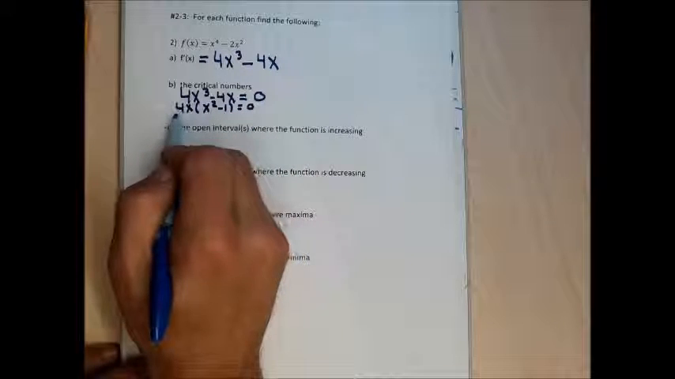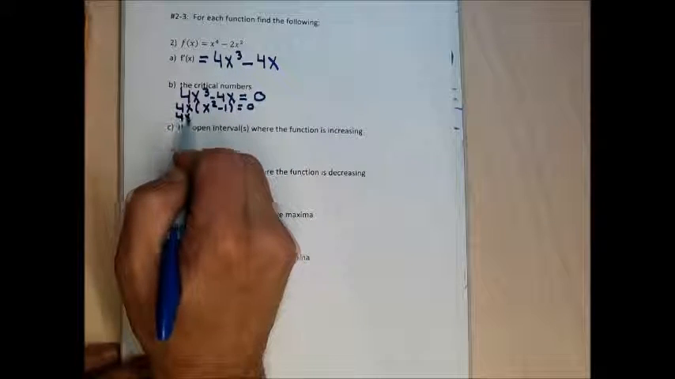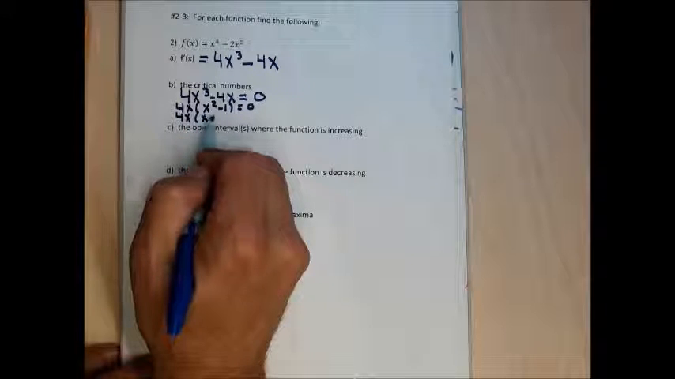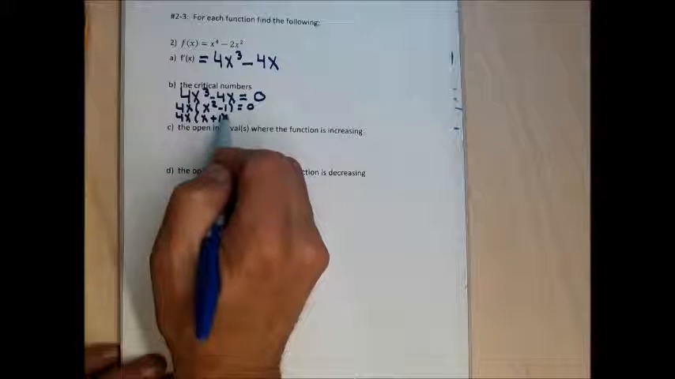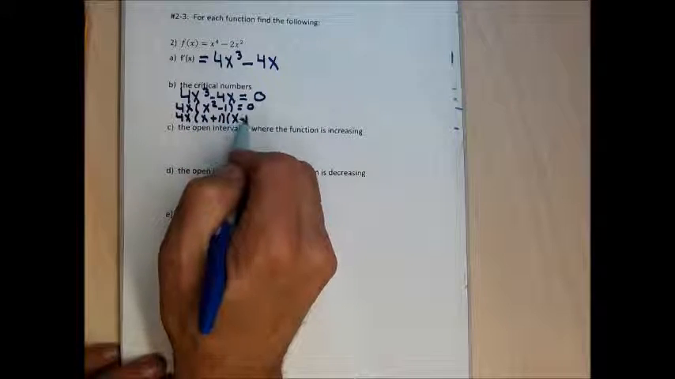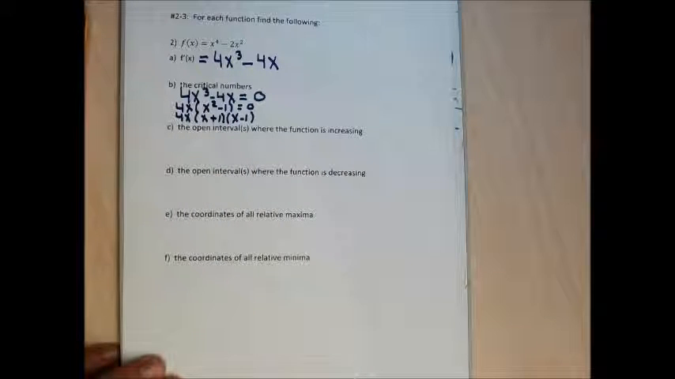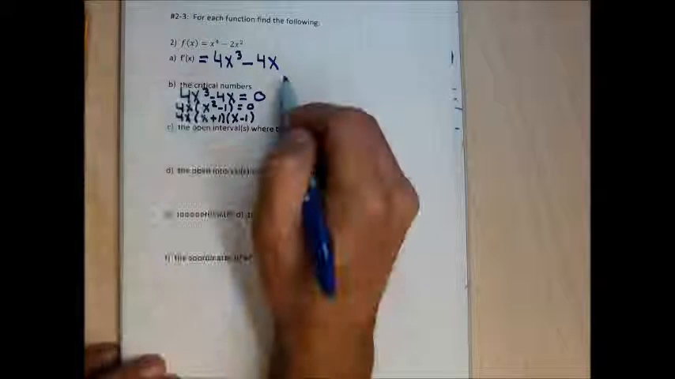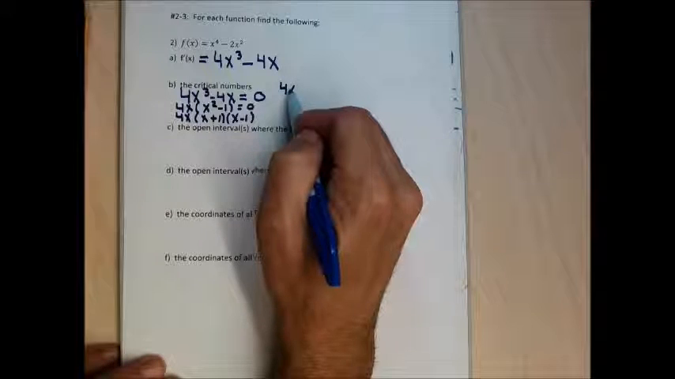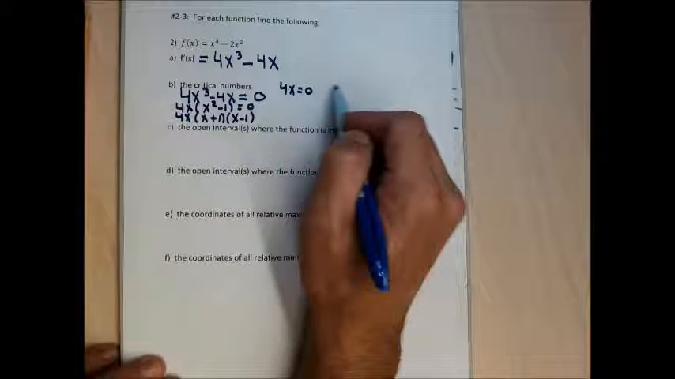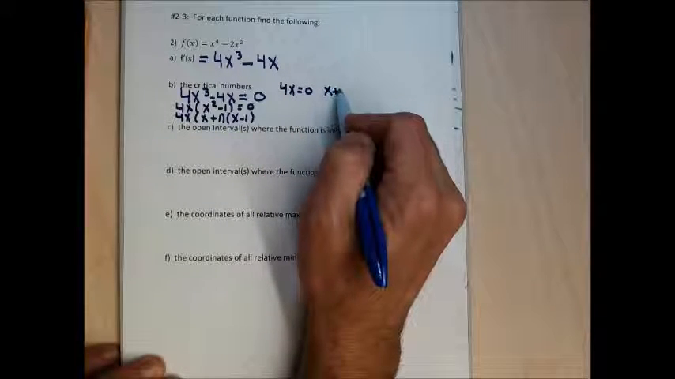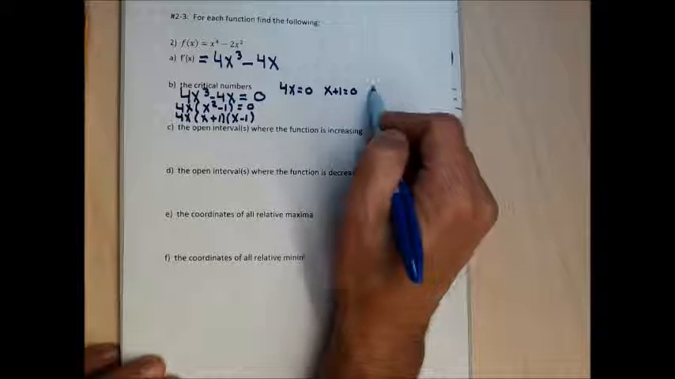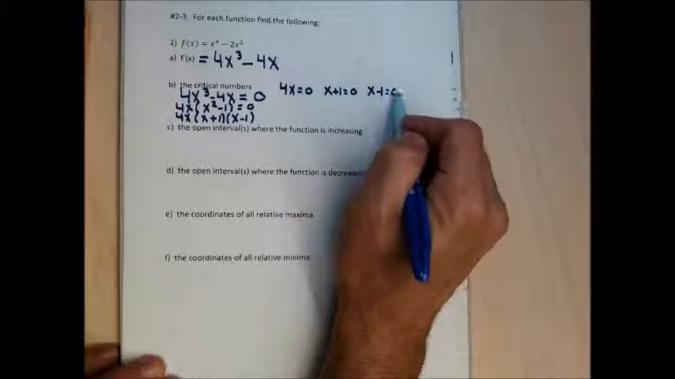And then I'm going to factor the x squared minus 1 into x plus 1 times x minus 1. So I took the derivative, I completely factored it. Now I'm going to set each of the factors equal to 0. So I'm going to set 4x equal to 0. I'm going to set x plus 1 equal to 0. I'm going to set x minus 1 equal to 0.